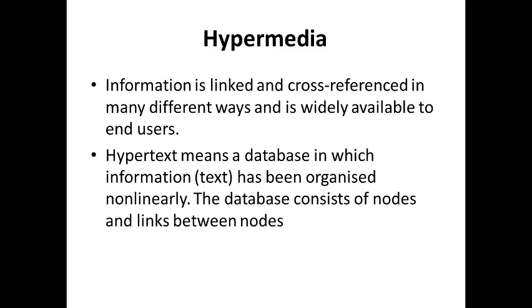So what it says over here, information is linked and cross-referenced in many different ways and is widely available to end users. Now this link can be available in the form of an image, in the form of a video, in the form of a GIF, it can be any of these things.